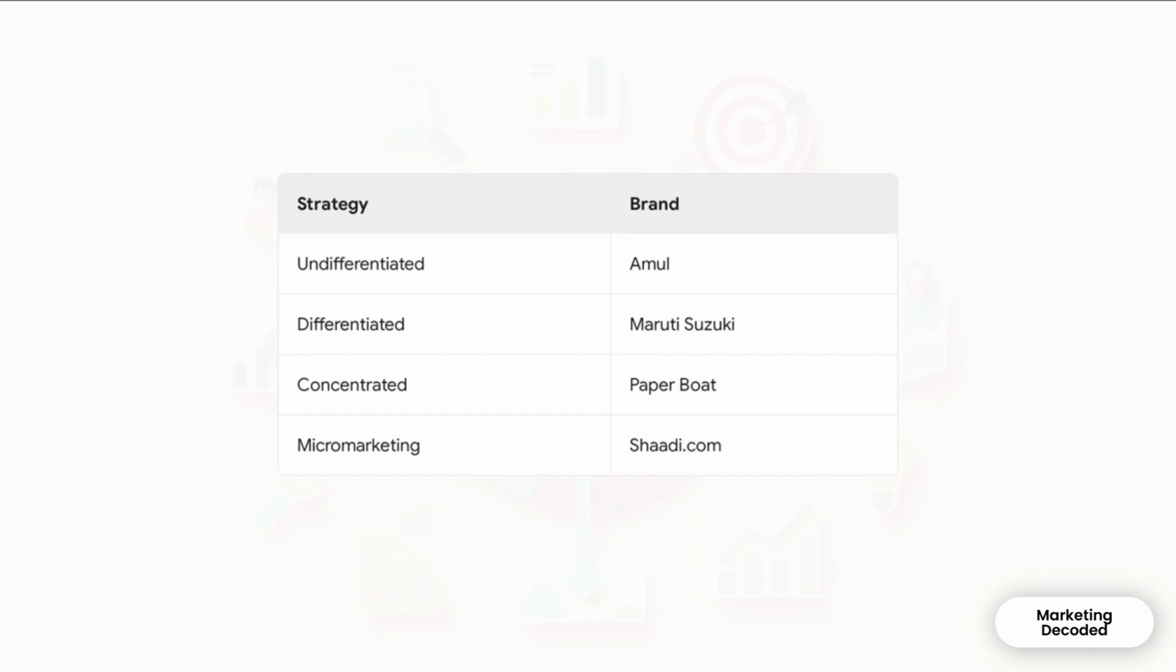And finally, the most granular approach of all, micro-marketing. This is targeting literally down to the local or even the individual level. Shoddy.com is a brilliant example of this.